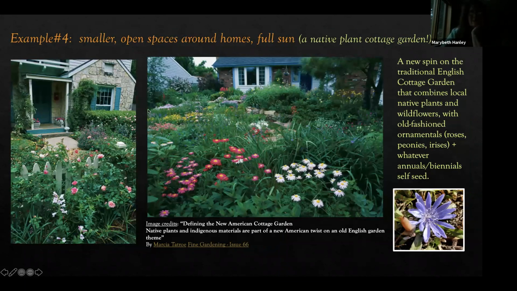This is an example of a native plant cottage garden, an idea that has been gaining interest recently. If you have a home with a space like this that's largely open, you can design sort of an English cottage garden. You can also include native annual plants and let things self-seed.